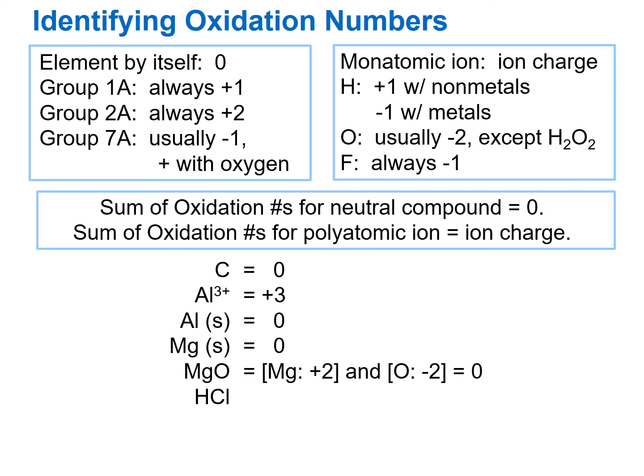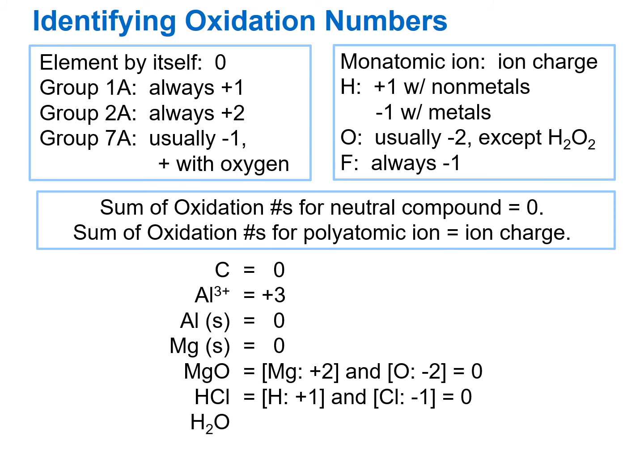What if we had something like hydrogen chloride? Well, we'd have to look at the rule for hydrogen for starters. So hydrogen is going to be a positive one with non-metals and a negative one with metals. What is chlorine? Chlorine is a non-metal, so hydrogen is going to be a positive one, and chlorine is a group 7A, and it's with hydrogen, not oxygen, so it's going to be a negative one, and the positive one of hydrogen and the negative one of chlorine are going to come together and give us a 0 for the overall oxidation number because it's a neutral compound.